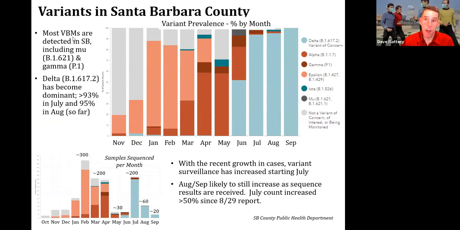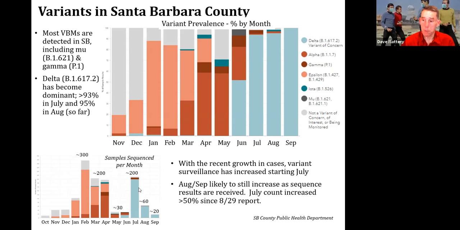Most of the variants being monitored have been detected in Santa Barbara, at least relatively recently, including Mu and Gamma. But Delta has become dominant. It was about 93% in July, about 95% in August. It's 100% in September, but as you can see, there are less than 20 sequences yet that comprise our assessment of September. And it's what we see in Santa Barbara, just like everywhere else.